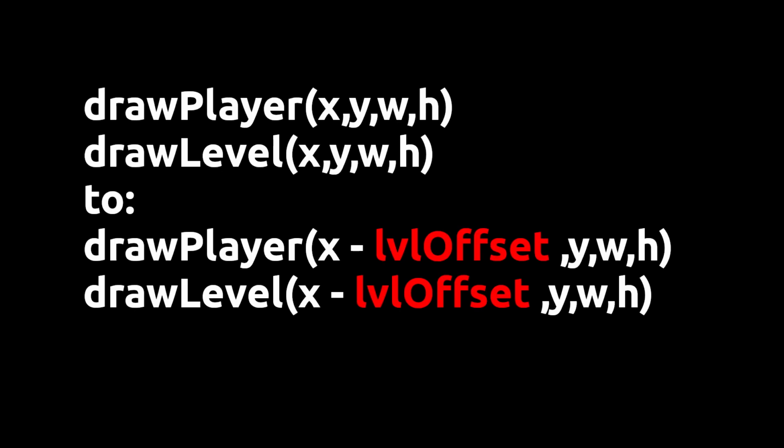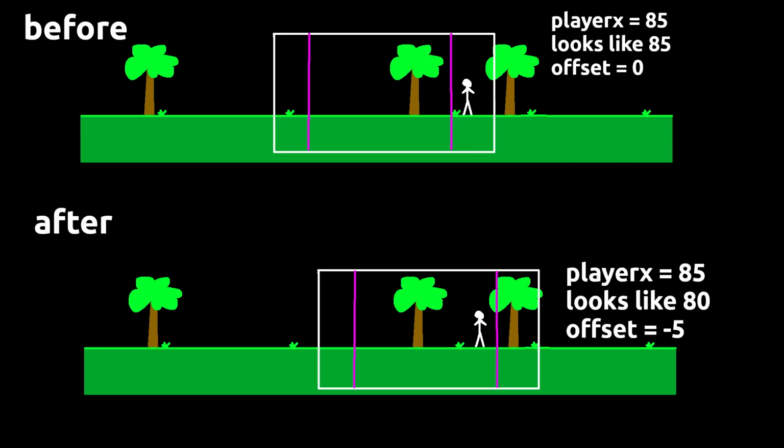Is there a simpler and faster way to do this? Yes there is. And that is to keep the position for everything as is. But we change how we draw it. We simply add an extra variable to everything in the draw call that takes in the offset. So the player still has a position that is 85, but when we draw it, we go 85 minus the offset. So it looks like the player is at 80. That way, when we later check for collisions, etc., it will still work without having us change all those methods. And that is pretty much how we're going to do it. So let's do it.